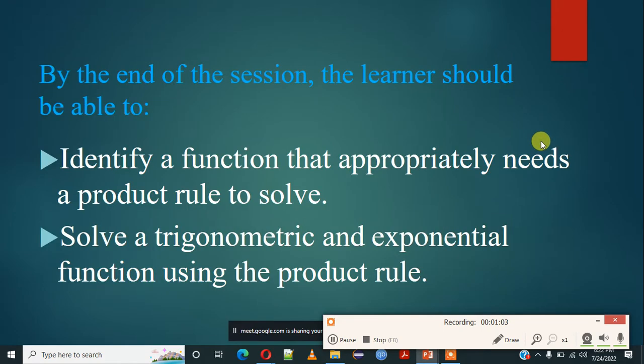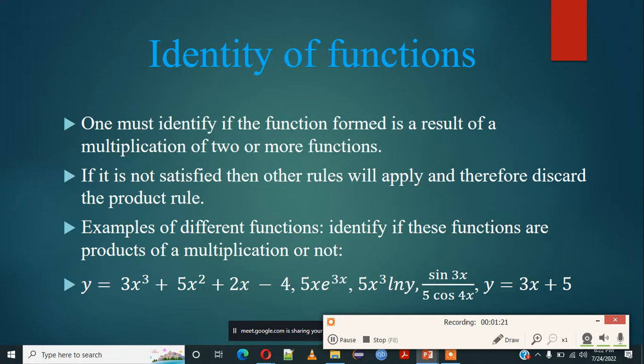So by the end of this lesson, you as the learner will be able to identify a function that appropriately needs a product rule to solve. Secondly, you'll be able to solve a trigonometric and exponential function using the product rule. The first thing to do when you want to use this rule is to identify if the function is a result of a multiplication of two or more functions. If this is not satisfied, you'll use other rules and discard the product rule.